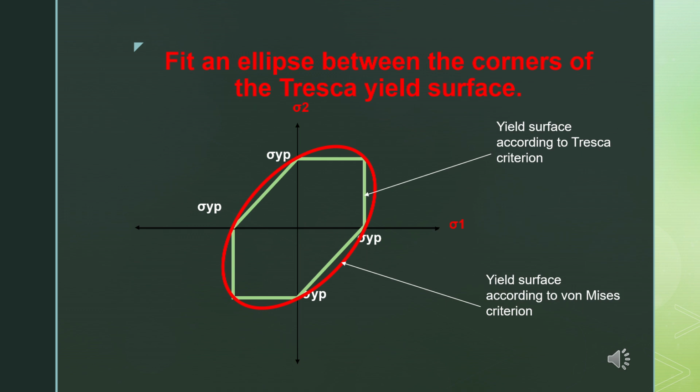Now we come to the last step, that is drawing the yield surface according to the von Mises criterion. In this step, we have to simply connect all the corners of the Tresca yield surface by an ellipse. As shown in the figure, you can see the red ellipse, right? And that red ellipse represents the yield surface according to the von Mises criterion.